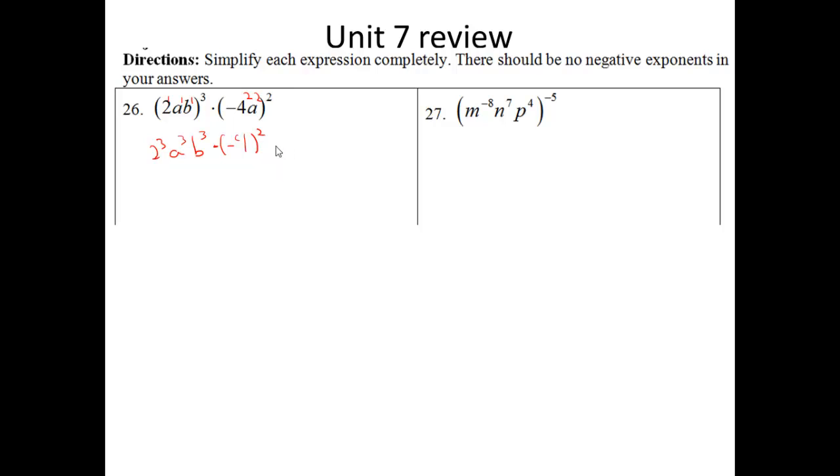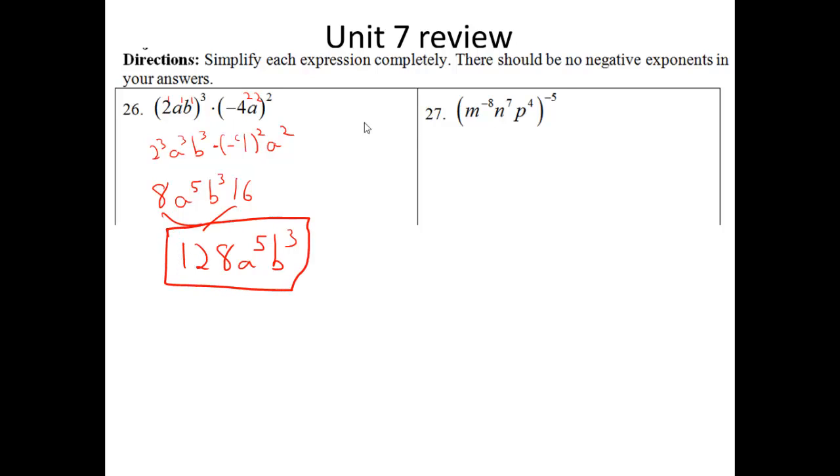And then we have a squared. So 2 to the third power is 8. Combine my a's, that would be a to the fifth, b to the third still. This is multiplied. Negative 4 squared is going to be 16. Now I can combine my 8 and my 16 to 128. And that is my final answer.